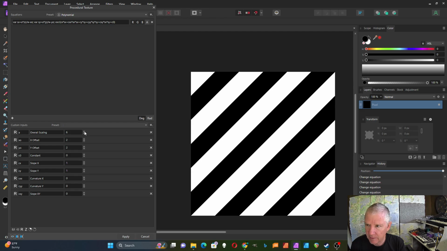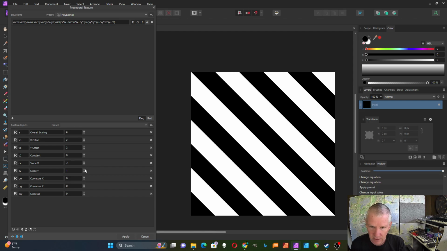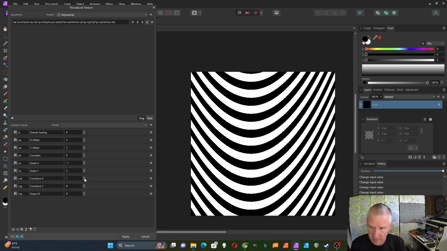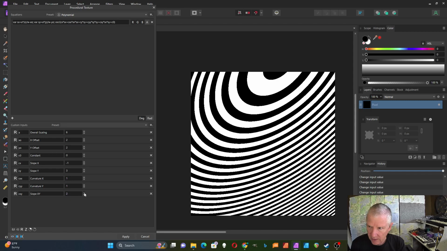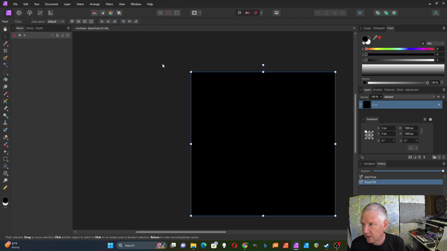I can make different stripes. I could control the slope of these and change the angle of them. And I could also even introduce some curvature to this for some other effects like that. So I'm going to go back to the beginning and look at how this works and try to explain what's going on here. So to do that, I'm going to just cancel out of this.